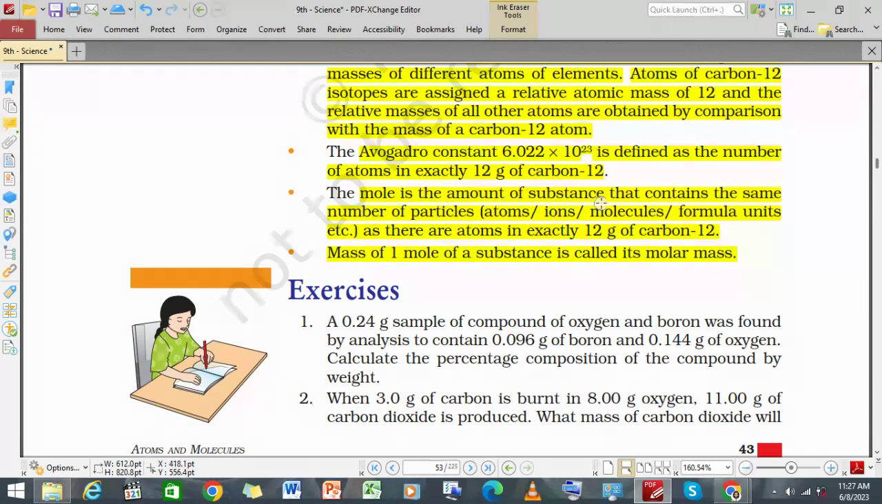1 mole is an amount of substance that contains the same number of particles. Particles can be ions, molecules, formula units, or atoms, anything. And these are as many as the atoms in exactly 12 grams of carbon-12. Hence, 1 mole is always equal to 6.022 into 10 to the power 23, and the mass of 1 mole of a substance is called its molar mass.